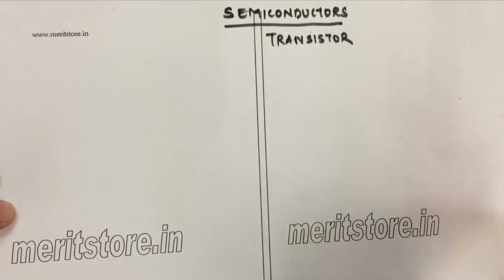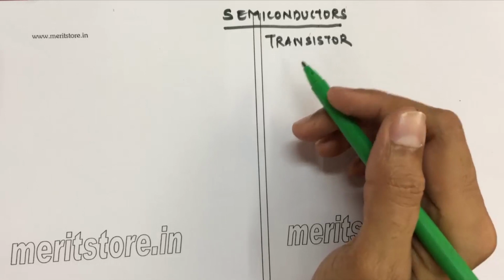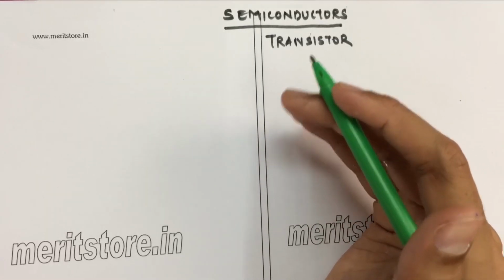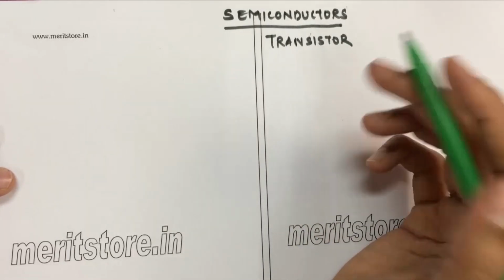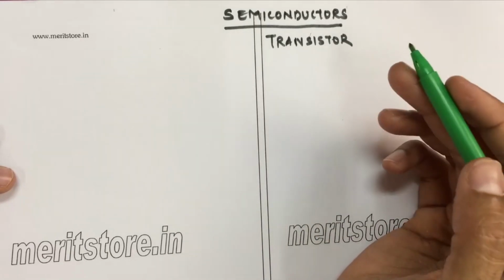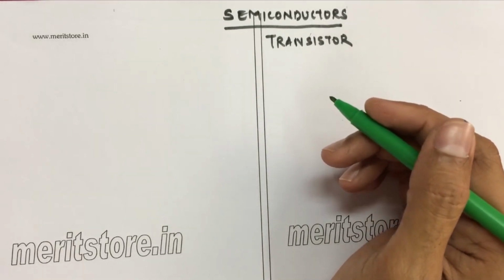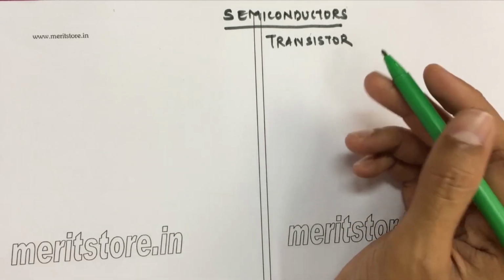Okay, so in the chapter semiconductor, we are going to see the transistor in action, that is, the input and output characteristics of a transistor. Okay, so let's see. There are basically two types of transistors, NPN and PNP, but we study only one type. The one we are studying is an NPN transistor.